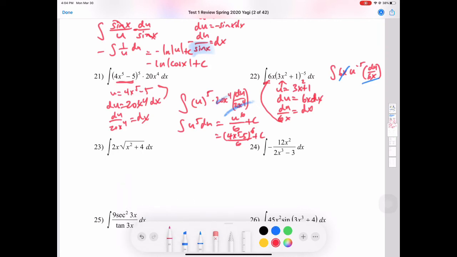This becomes the integral of u to the 5th du. See, we went from x's to u's. And that's an easy power rule problem: n plus 1 over n plus 1. The integral of u to the 6, darn it, I don't know why I wrote that. It equals u to the 6 over 6 plus c, where we rewrite it as u is 3x squared plus 1, to the 6 over 6.